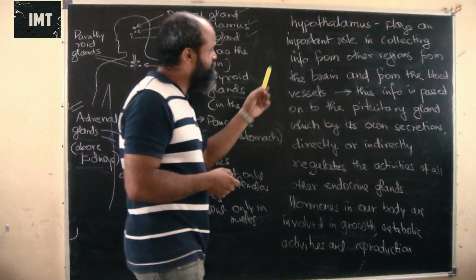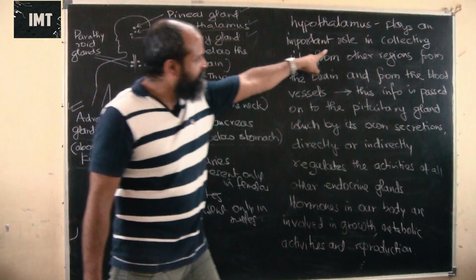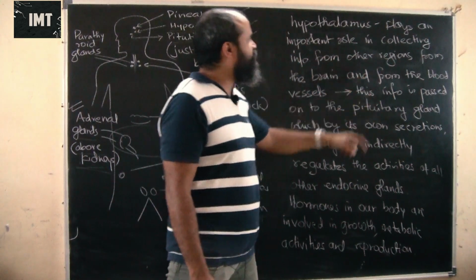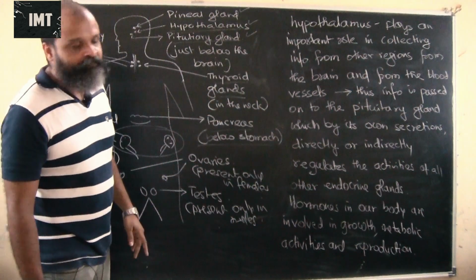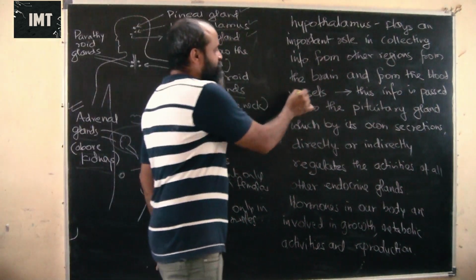Okay, so how does this contribution happen? The hypothalamus plays an important role in collecting information from other regions of the brain and from the blood vessels which pass through them.